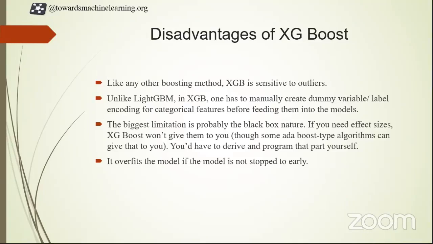So these are certain disadvantages of XGBoost. Like any other boosting method, as we have discussed, these boosting algorithms are sensitive to outliers. XGBoost is also sensitive to outliers. Unlike GBM, in XGBoost one has to manually create dummy variable encoding for categorical features before feeding them into models. You cannot directly feed them to your model.